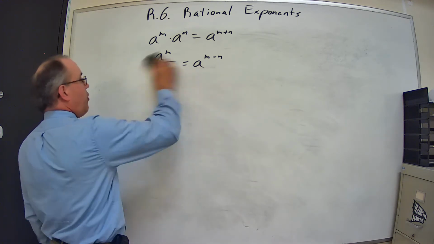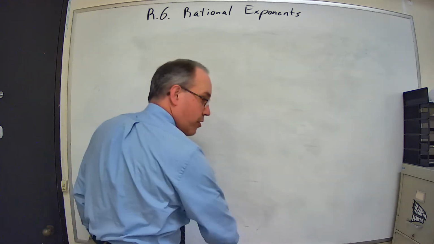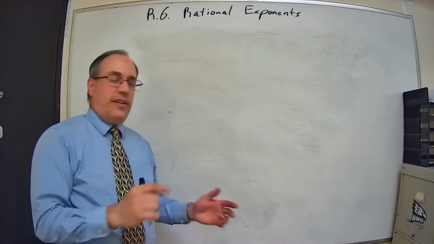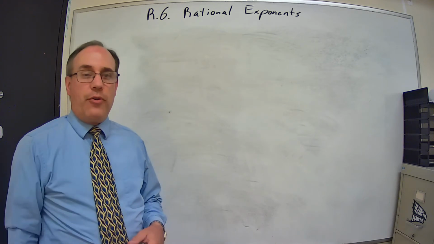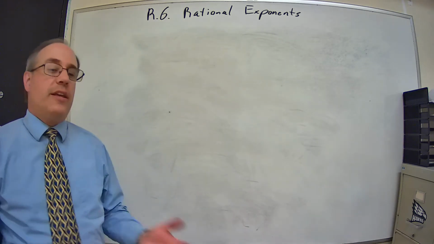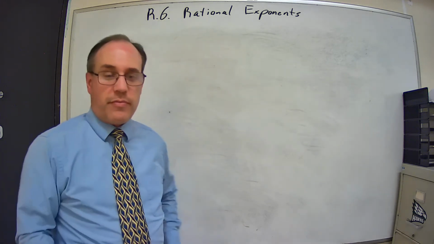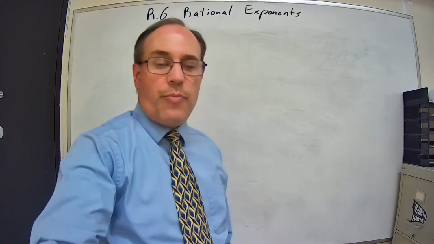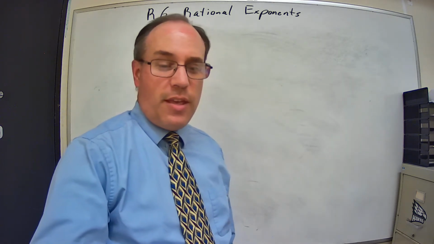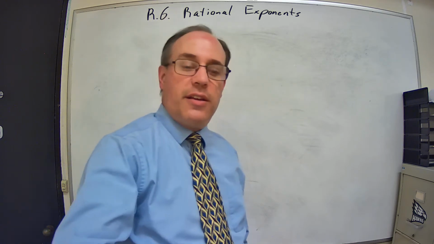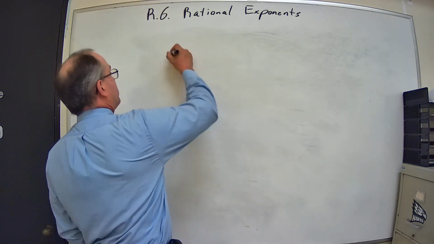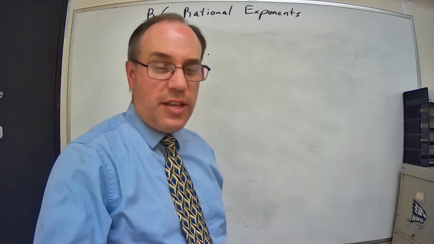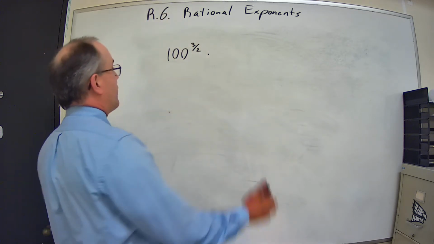And I didn't even include the whole a to the 0 is equal to 1, where a is not equal to 0, and 0 raised to any power is equal to 0 as long as the power is not equal to 0, and all those other things. So how can we put these to use? Well, what if we do something like 100 to the 3 halves times 16 to the negative 3/4.